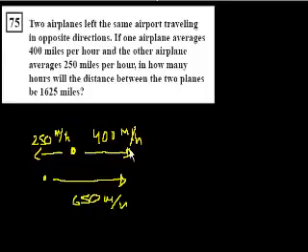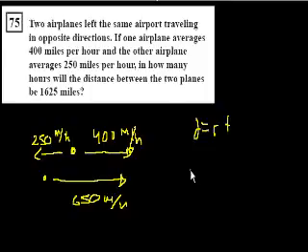Same thing. If you were sitting in this plane right here, and you thought you were stationary, you'd say, oh, this guy is going to the west at 650 miles per hour relative to me, and we're starting at the same point. So this just becomes a standard distance equals rate times time problem.